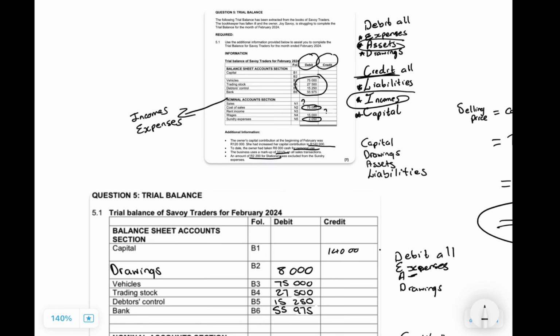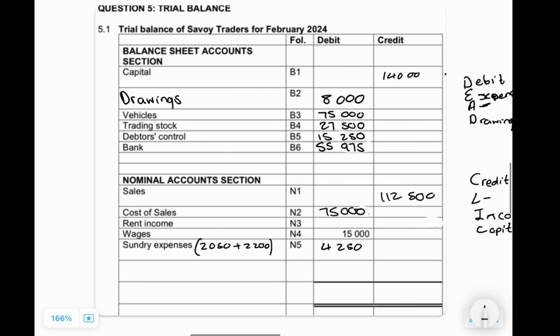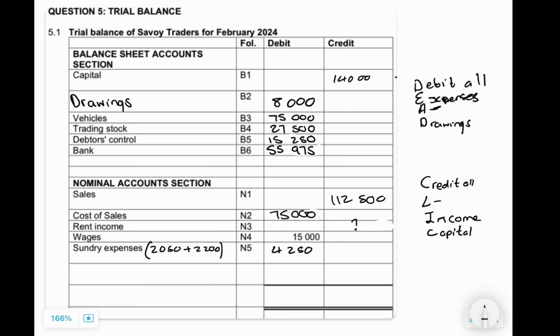And then we have wages. Wages are given to us. And then sundry expenses we calculated. So now we are only missing our rent income, and the rest we have. If you look at your debit side, you have every single amount on your debit side. So you add up all the amounts on your debit side. You can open your calculator. I've done my calculations already: 275,975. Trial balance, you already know that it has to balance.